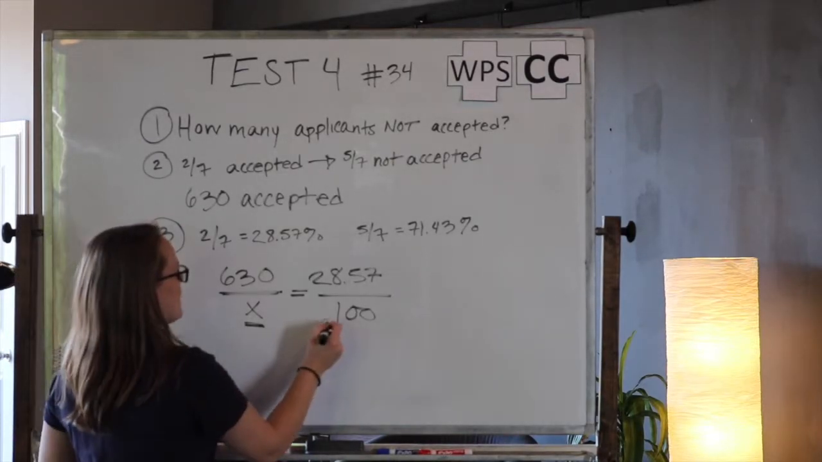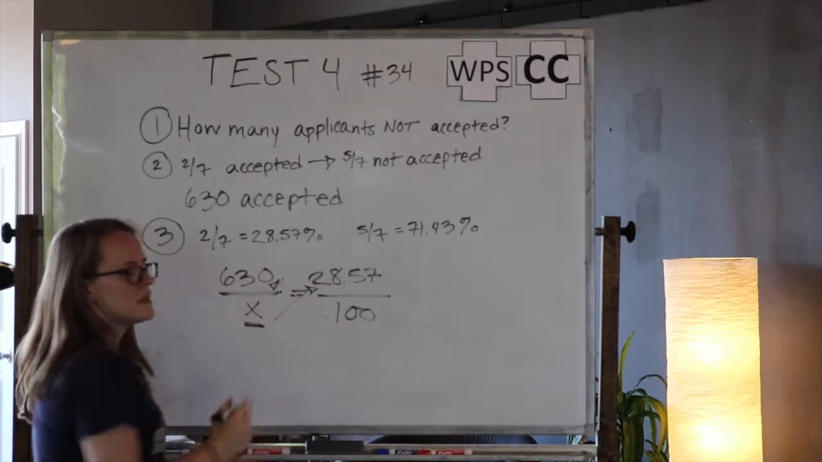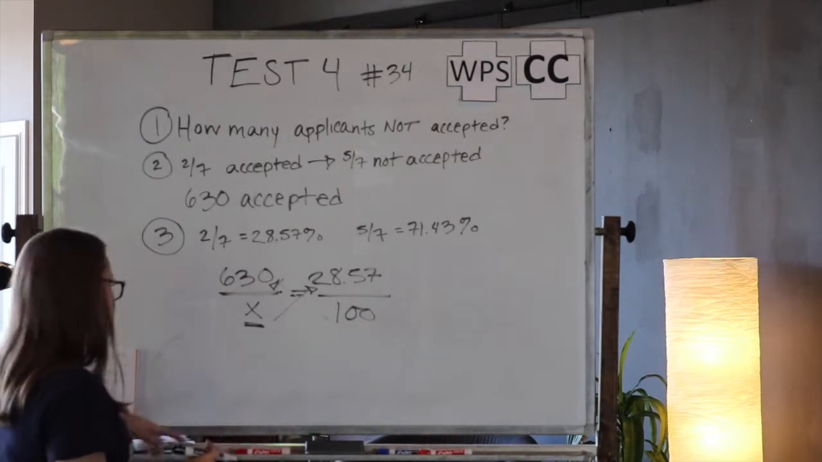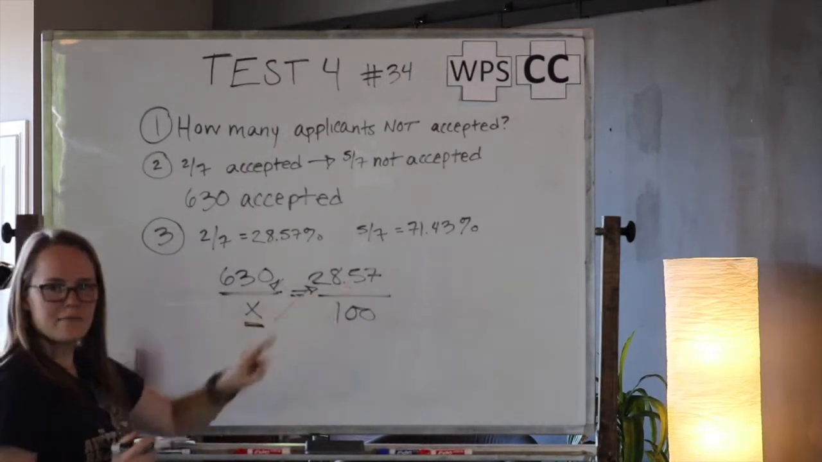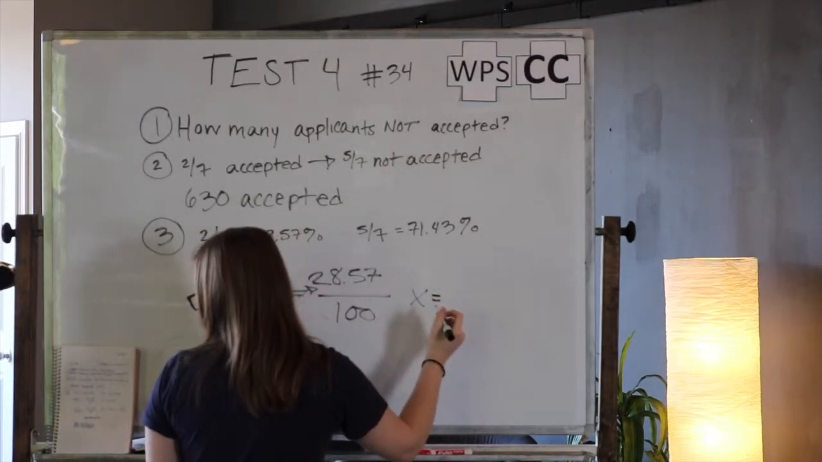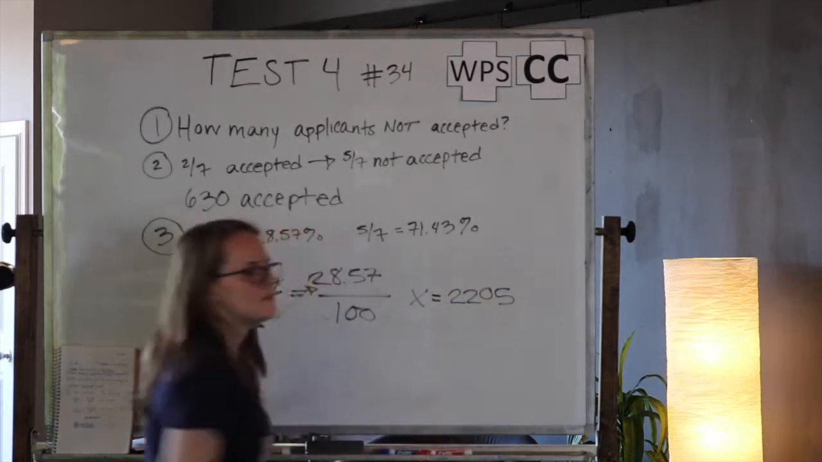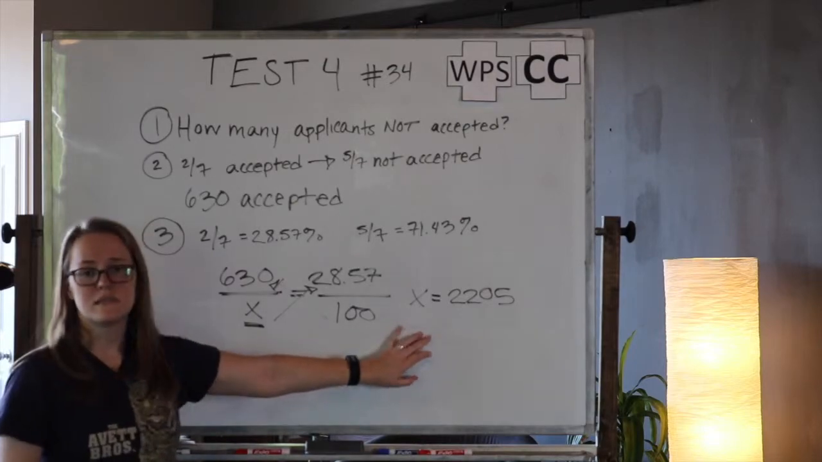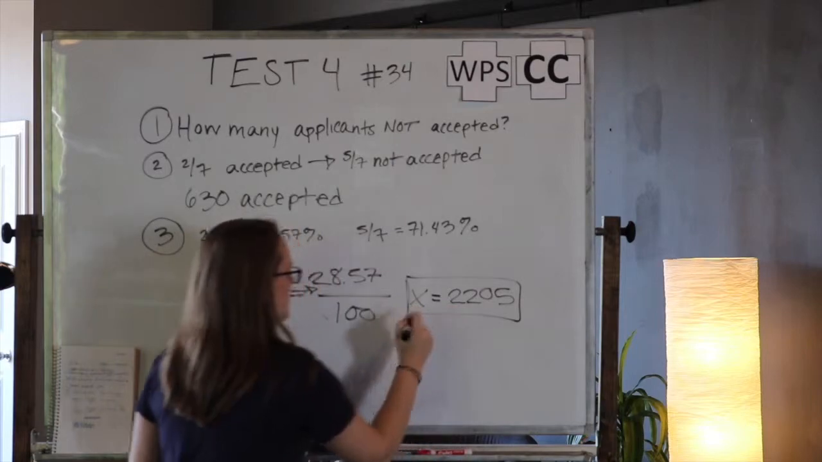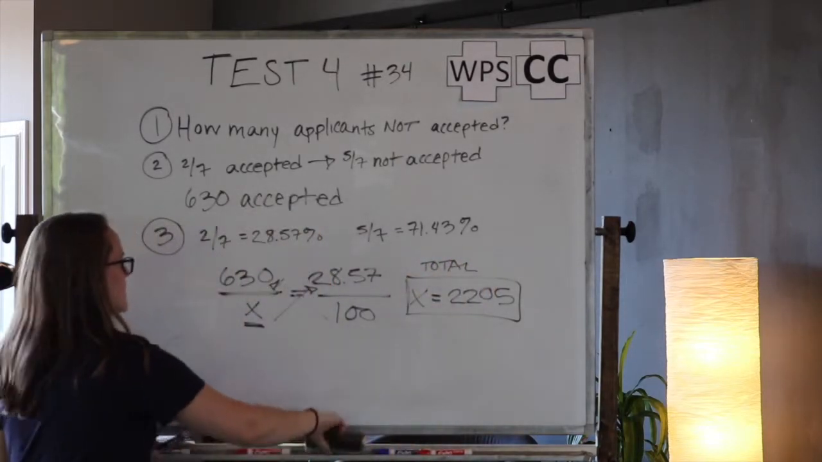When you cross multiply, you're going to multiply these by each other and then these. So 630 times 100 works out to be 63,000. And then when you divide by 28.57, your X works out to be about 2,205 total students. So this is total students. This is not our final answer. So we're going to hold this number right here, total, and erase our first cross multiplying here.